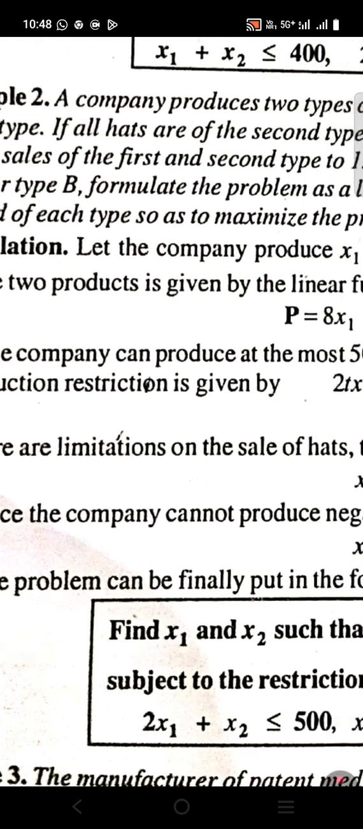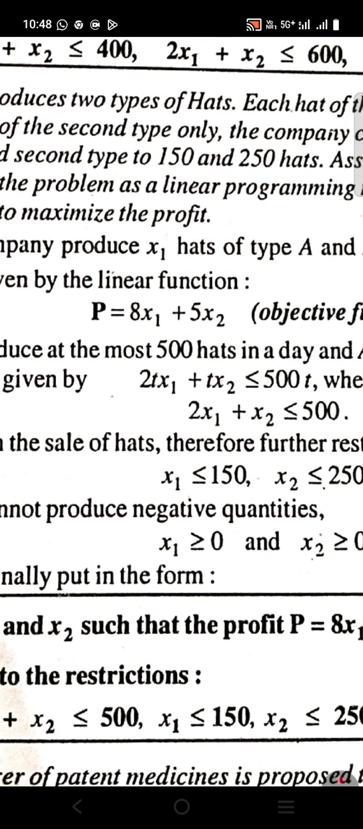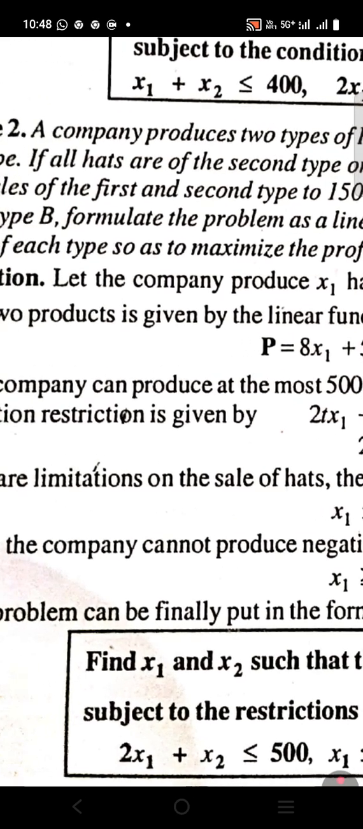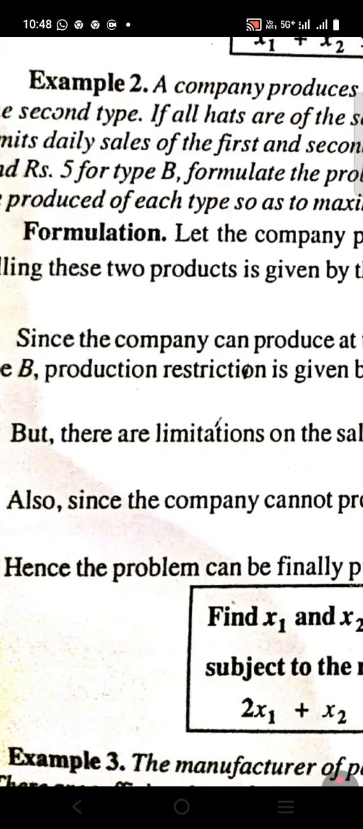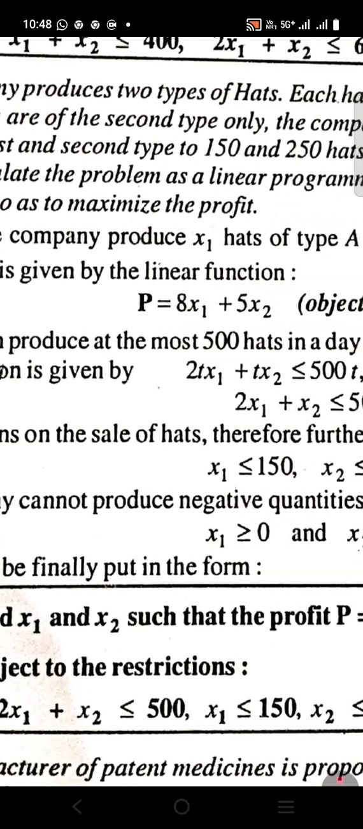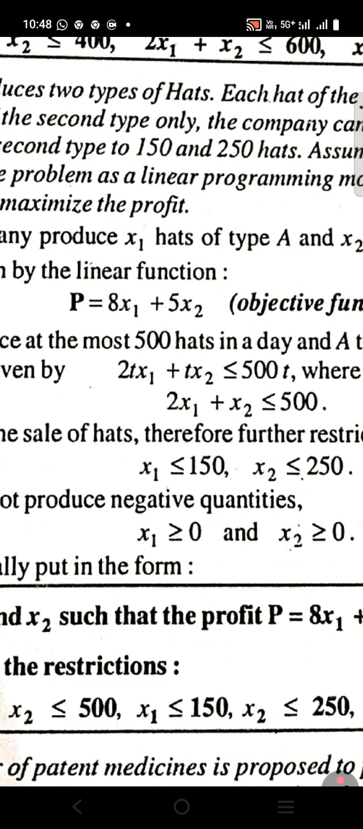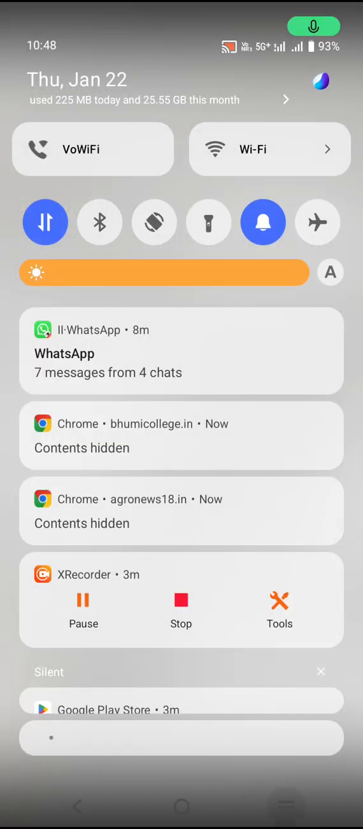But there are limitations on the sale of hats. Therefore, further restrictions are x1 less than or equal to 150 and x2 less than or equal to 250. Also, since the company cannot produce a negative quantity, the non-negativity restrictions are x1 greater than or equal to 0 and x2 greater than or equal to 0.